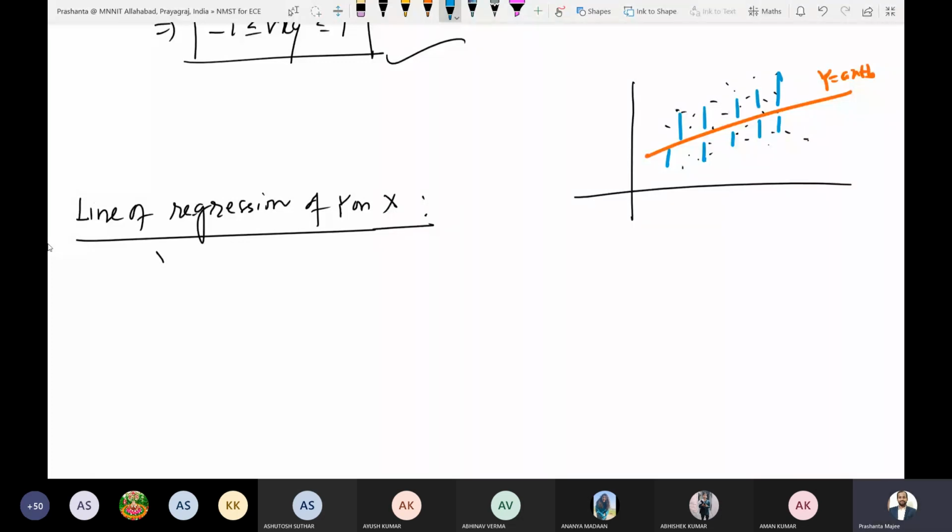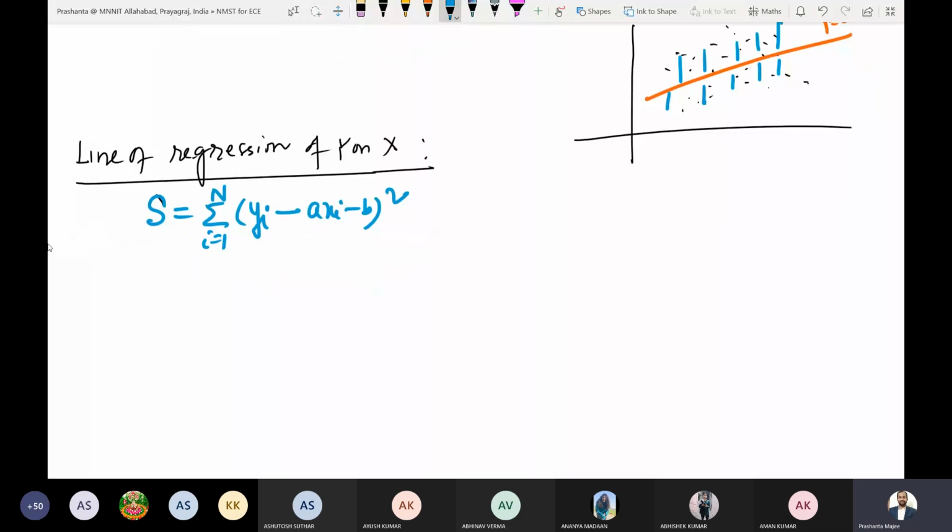So what is the error in this case? S is summation i equals 1 to n, y_i minus a x_i minus b whole square. This is the amount of error if you consider the error parallel to the y-axis. So for possible values of a and b, what will be the criteria? For the minimum value of S, what is the criteria?